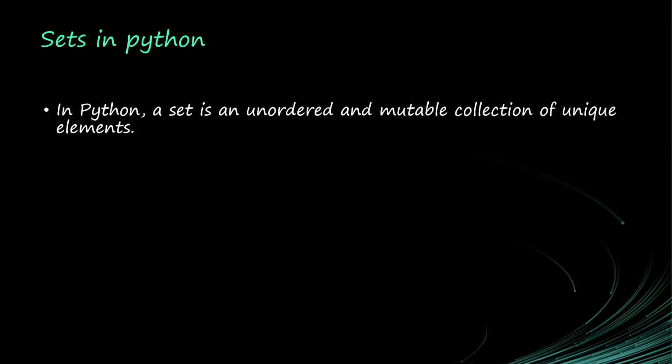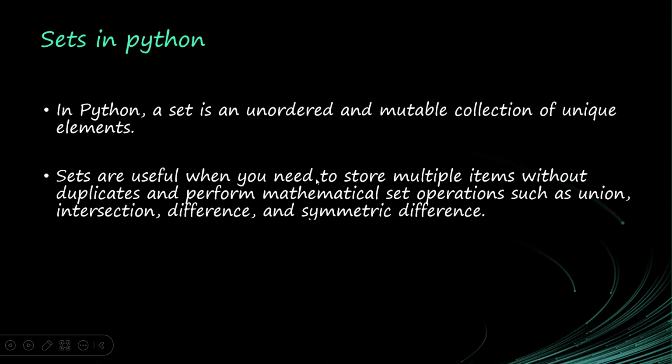The set is mutable. You can update them. You can add something to them. So sets are useful when you need to store multiple items without duplicates. When you want to store some data that wouldn't have duplicates, you use sets. When you want to perform mathematical set operations such as union, intersection, difference, and symmetric difference, that's where you use sets. Basically, if you want a data structure that does not have duplicate elements, you use set. If you want to perform mathematical set operations like union, intersection, difference, or symmetric difference, you use set.